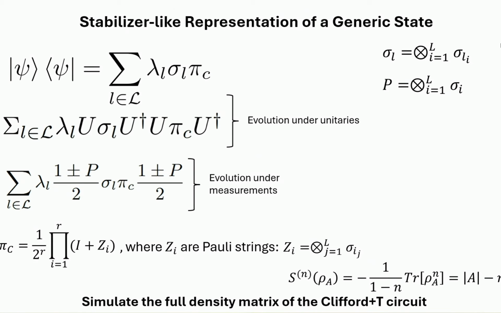The idea is very similar under measurements. However, with measurements, because you're measuring a Pauli operator, that can actually decrease the number of logicals and make your circuit easier to simulate. You can also calculate the entanglement from this representation.